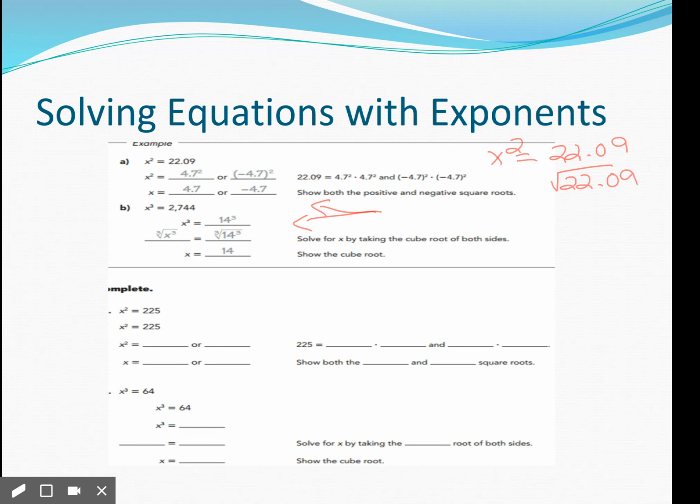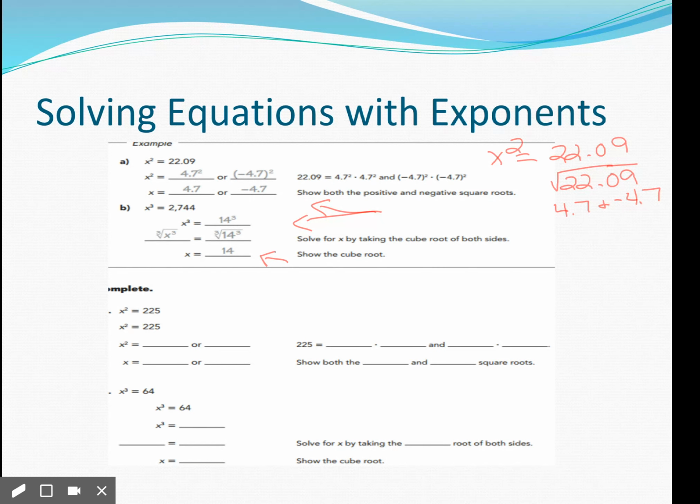Now, this would be a problem you'd be allowed to use a calculator on, because I don't expect anyone to know what multiple is 22.09. Just remember, when finding the square root, though, that we can have both a positive square root and a negative square root. Same thing with a cube root here, 2,744. That's a larger number. I'd probably allow you to use a calculator there. But again, with cube roots, we will not have a positive and a negative. You will only have a positive.